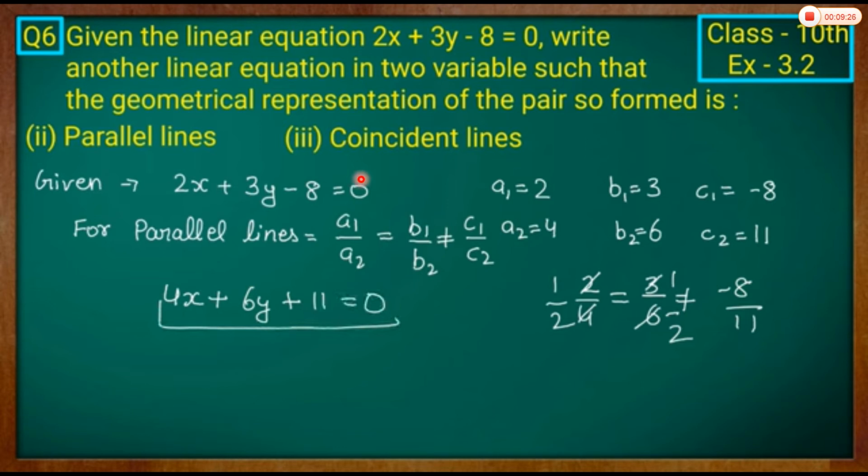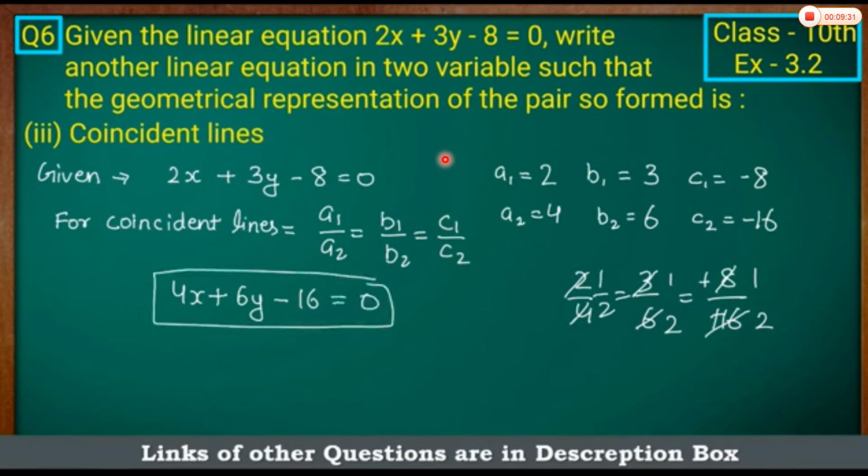Second, coincident lines. We know that lines coincide if a1 by a2 equal to b1 by b2 equal to c1 by c2. So here a1 equal to 2, b1 equal to 3 and c1 equal to minus 8. Here take a2 equal to 4, b2 equal to 6 and c2 equal to minus 16. We can take many other values for a2, b2, c2, but if these satisfy this condition, then the lines coincide, otherwise the lines do not coincide.